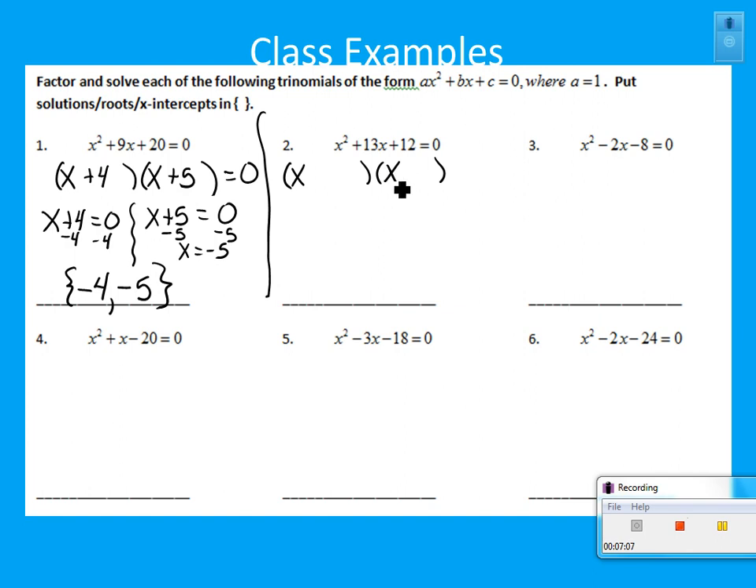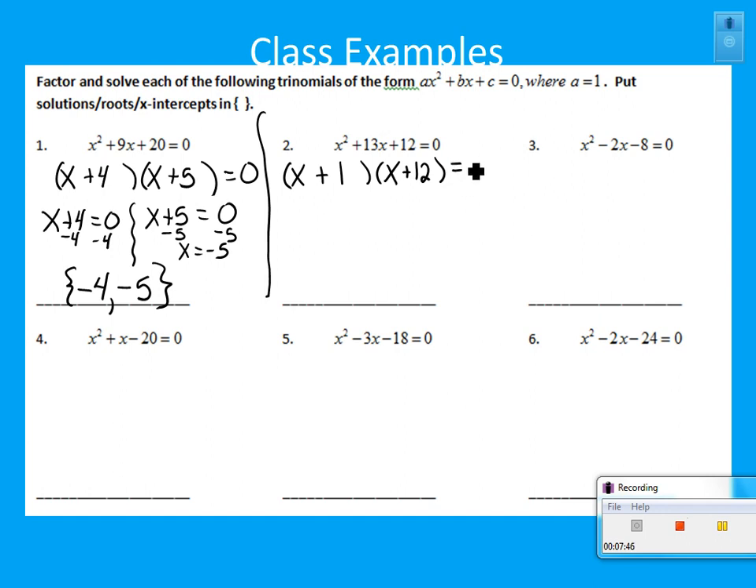Now your job, find me two numbers that multiply to be 12 that you can make add up to be that middle number, 13. Well, my choices are 1 times 12, 2 times 6, 3 times 4. So we need to figure out which one of those we can make add up to be 13. I can't make 3 and 4 add up to be 13. I can't make 2 and 6 add up to be 13. So 1 and 12. So I'm going to have plus 1, plus 12. So there it's factored.